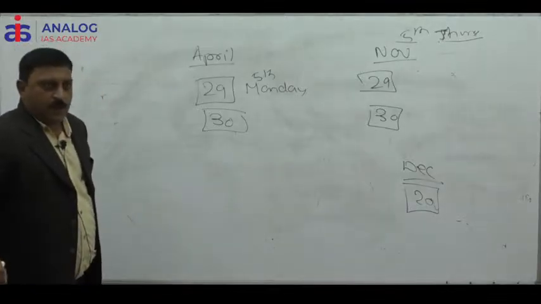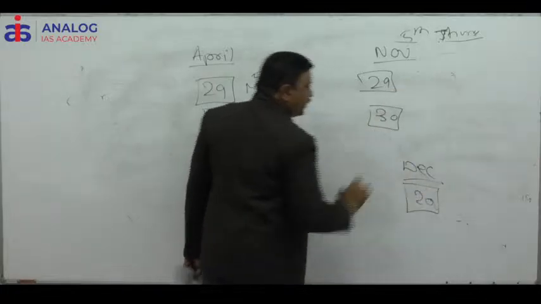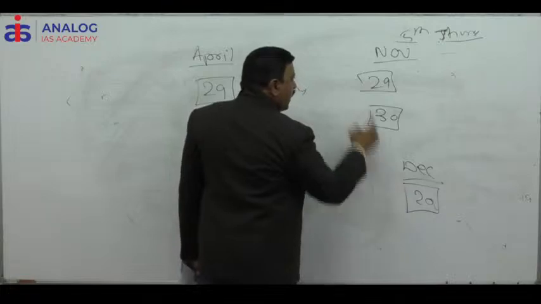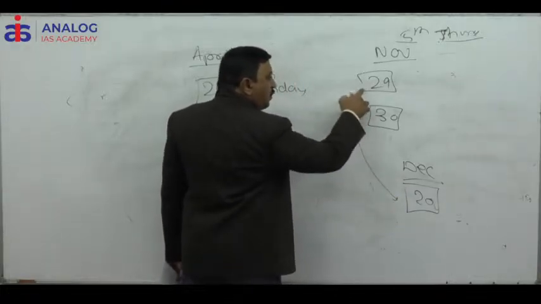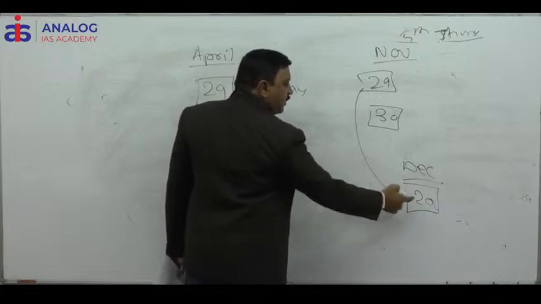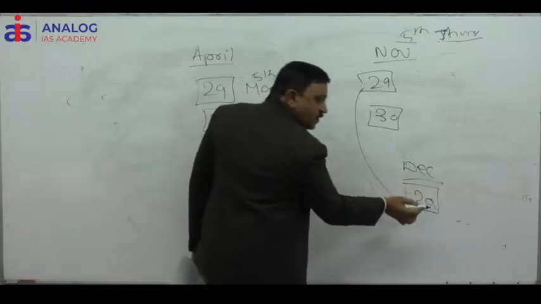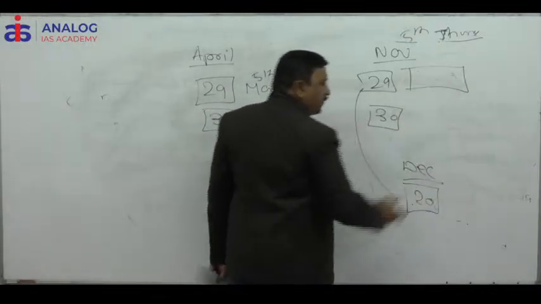Now, we don't know about this one. Which Thursday? Then how to find out this one? But the point is, December 20th and November 29th are on the same day. November 29 plus 28 days, and 20 plus 21, that is 21 days. So definitely whatever day falls on this one, once we get the answer for this one, your answer is that one only.